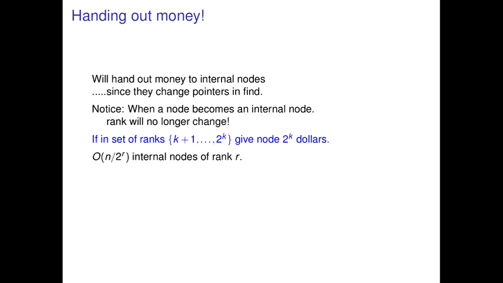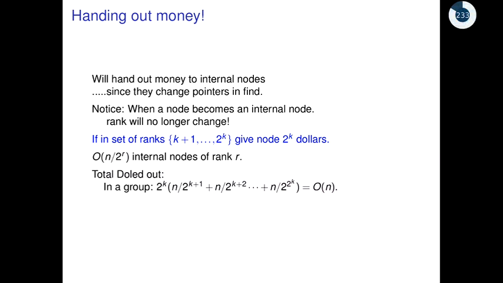So there's only n over 2 to the r internal nodes of rank R. So how many dollars do we hand out to everybody in this group? That's what I'm going to try to figure out. How many dollars do we hand out to all the nodes who have ranks in this group? There might be people of rank k plus 1, but there's only n over 2 to the k plus 1 of them. There might be some of them who have rank k plus 2. There's only n over 2 to the k plus 2 of those. And so on.